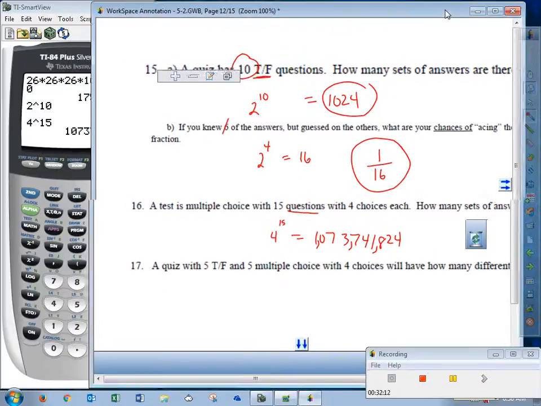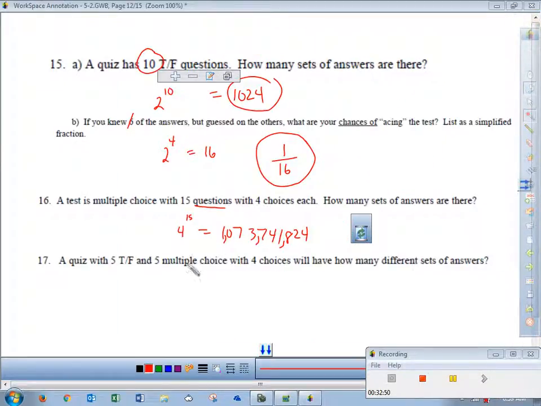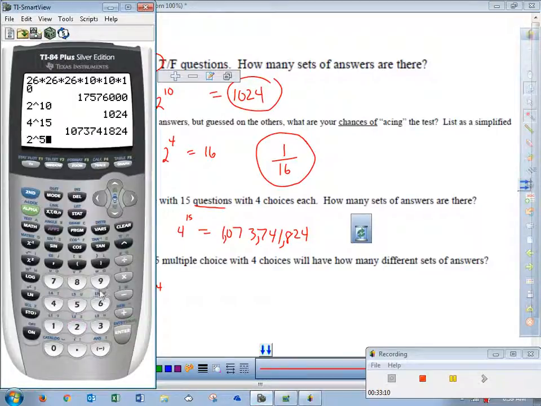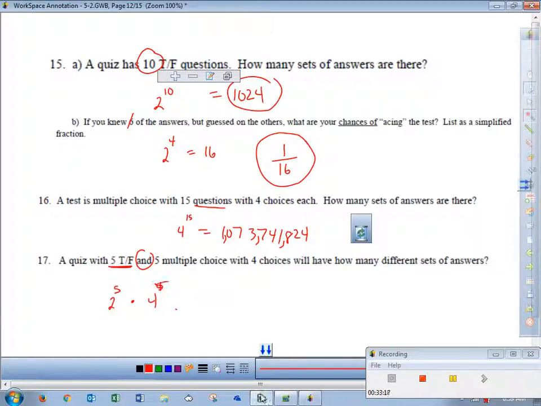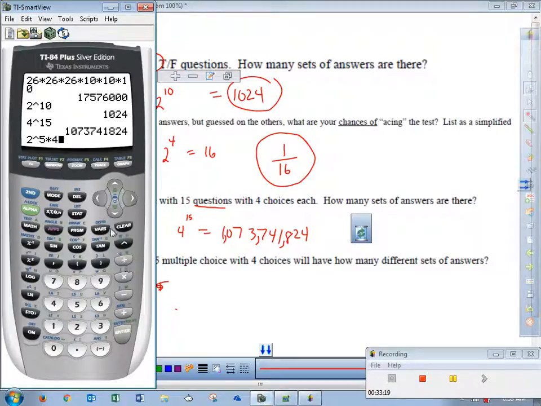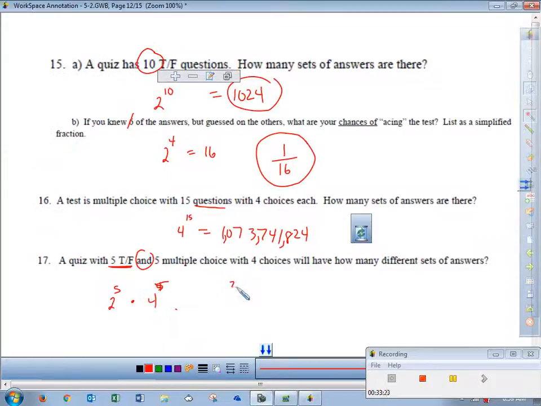A quiz with 5 true and false and 5 multiple choice or 4 choice. So how many different sets of answers? So 5 true and false. So let's deal with that. Choices, to the questions, and multiply. Multiple choice with 4 choices, and there's 5 questions. So we can punch that in. 2 to the 5th times, that should be a 5, 4 to the 5th, thank you. 4 to the 5th, boom. 32,768. Boom.